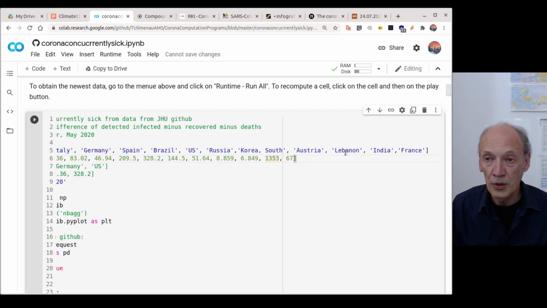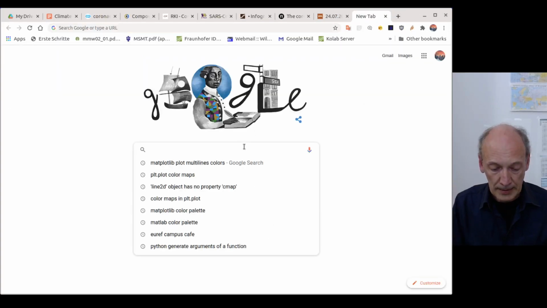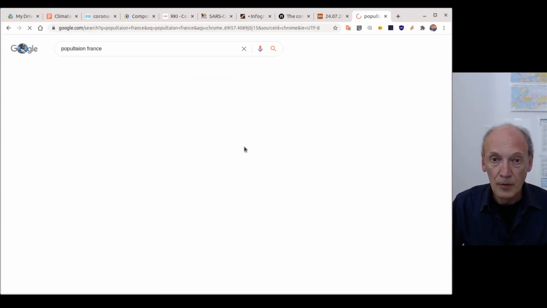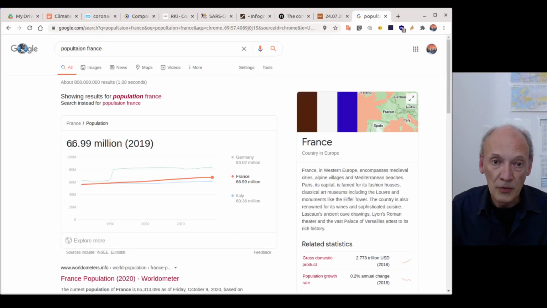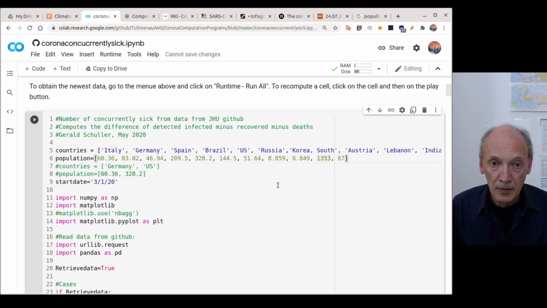So for instance, for France, if you don't know the population, you would open Google and say population France, and then it gives you the population of 67 million. So that's easy enough. So that's why I have the 67 here. Yeah, so this lets you do your own experiments. It also lets you make the list smaller, so you can remove a few countries. That makes the coming plots a little more easy to read.